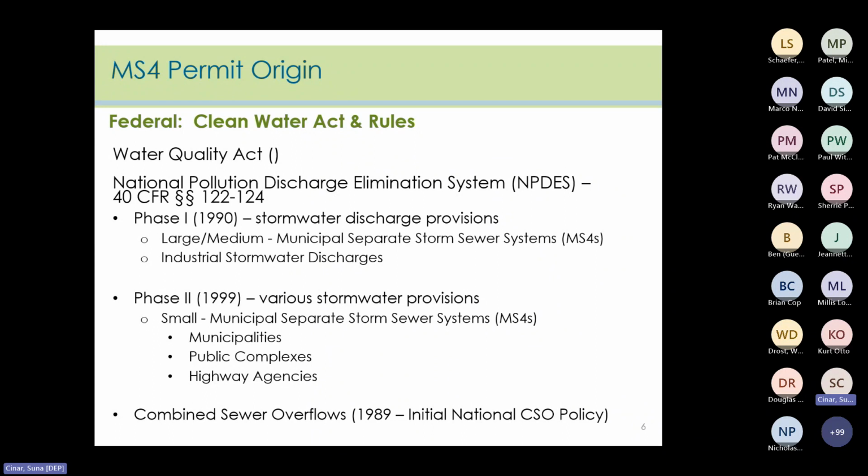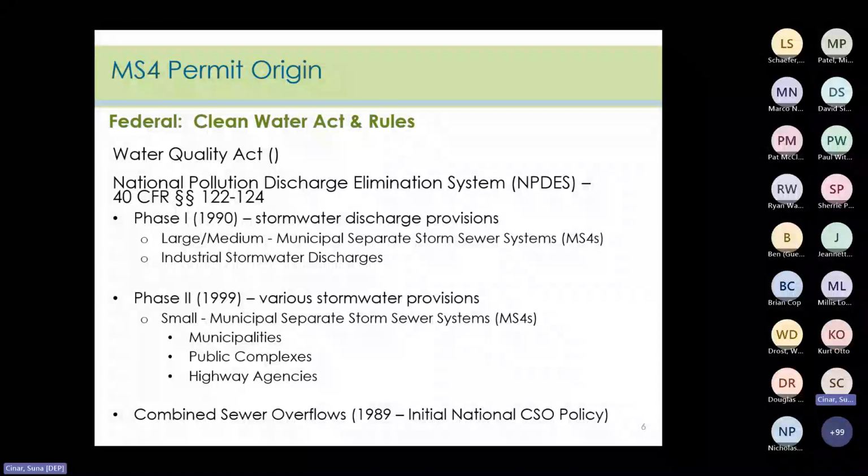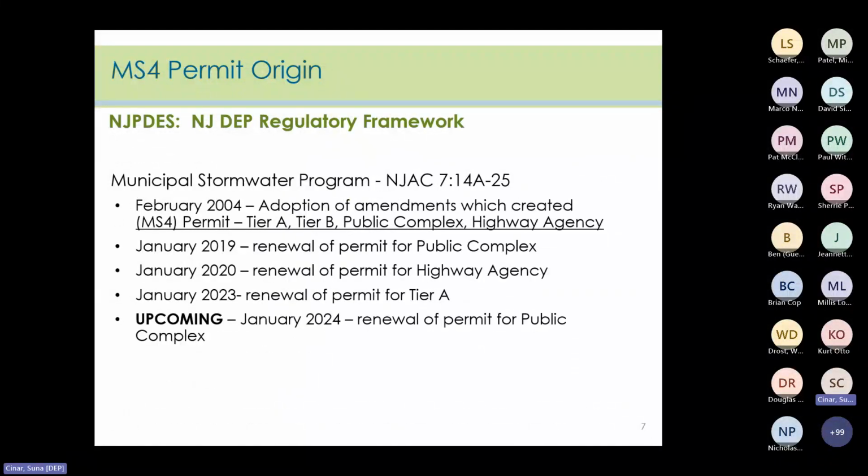Highway agencies include county, state, interstate, or federal government agencies that operate highways and other thoroughfares. If you wanted to look these up online, you would find the NPDES regulation published in Title 40 of the Code of Federal Regulations in Parts 122 through 124. The portion of the NJPDES rules pertaining to the municipal stormwater regulation programs are found in Subchapter 25 at N.J.A.C. 7:14A. In February 2004, the rules were amended, establishing the Tier A and Tier B designations for all 157 municipalities in the state of New Jersey that have MS4s.